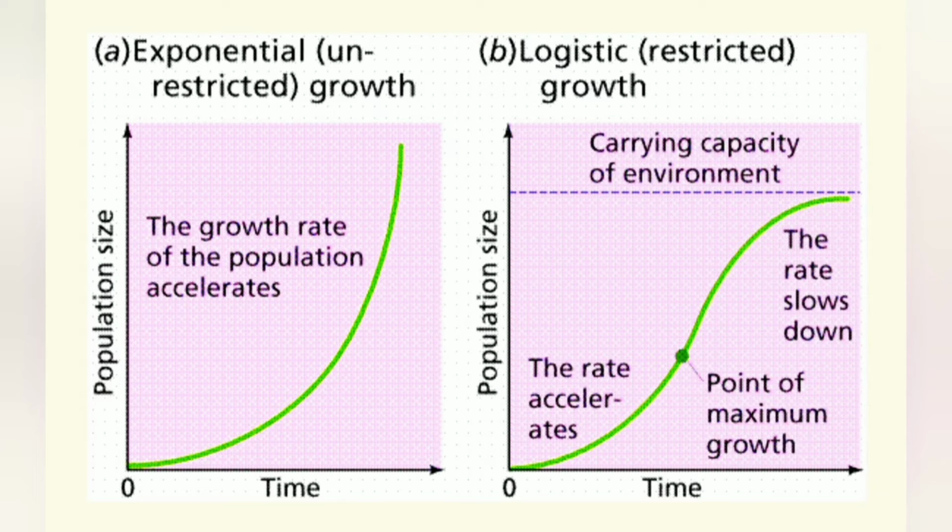Now, take a look at these two curves. The first one, A, shows you unrestricted growth or exponential growth. Now, this curve resembles the letter J. That is why we also call it J-shaped curve. The next one, figure B, is showing you restricted growth, which is known as sigmoid growth curve, S-shaped growth curve, since it resembles English letter S, or it is also known as logistic growth curve.